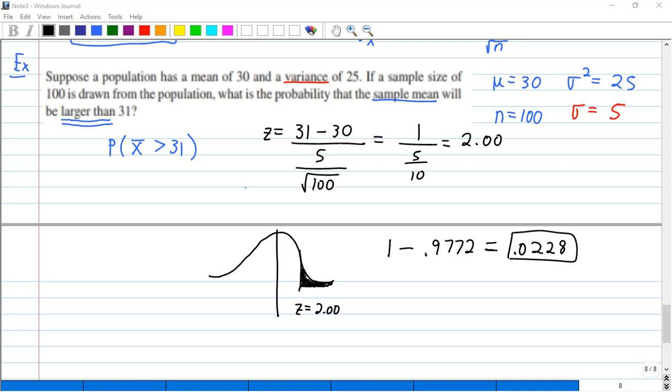So let me see if I can find us a problem that actually has a little more meaning to it. Maybe one that would be somewhat like the homework that you'll be doing soon.